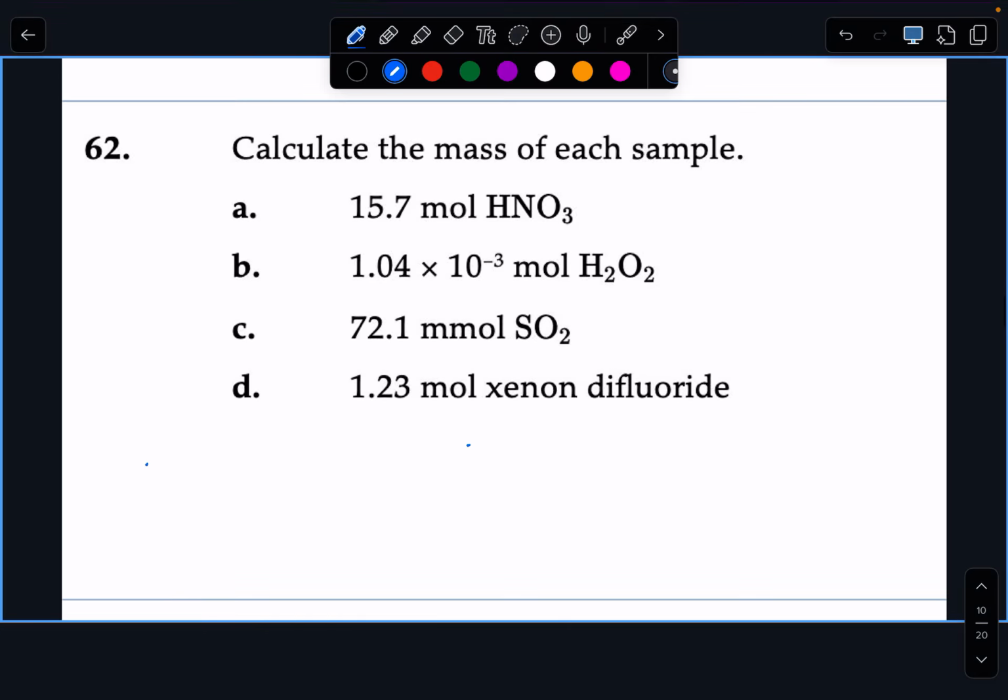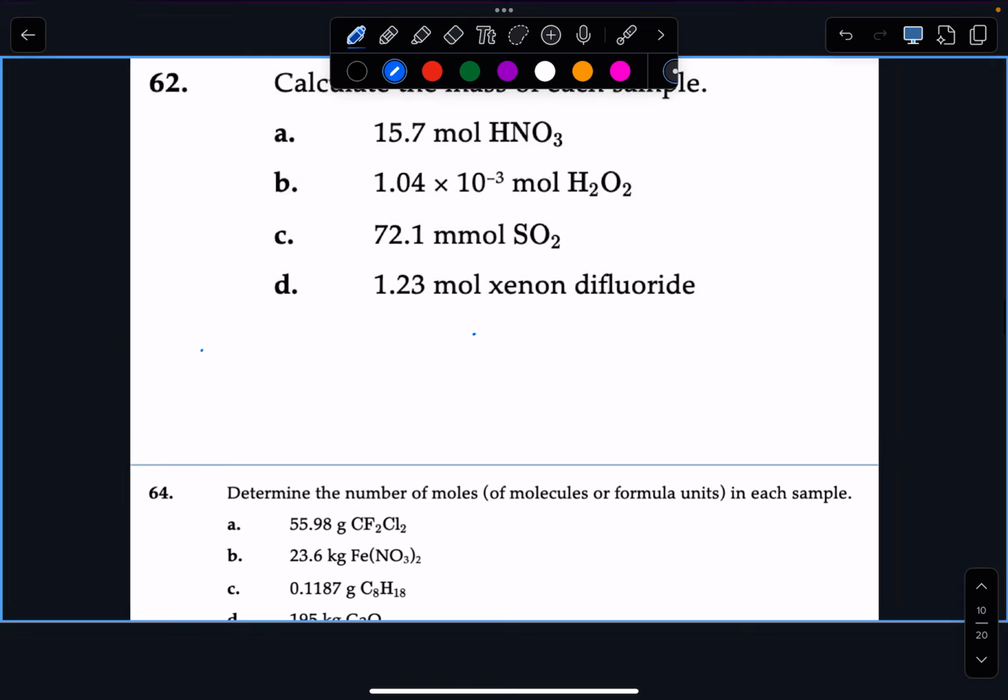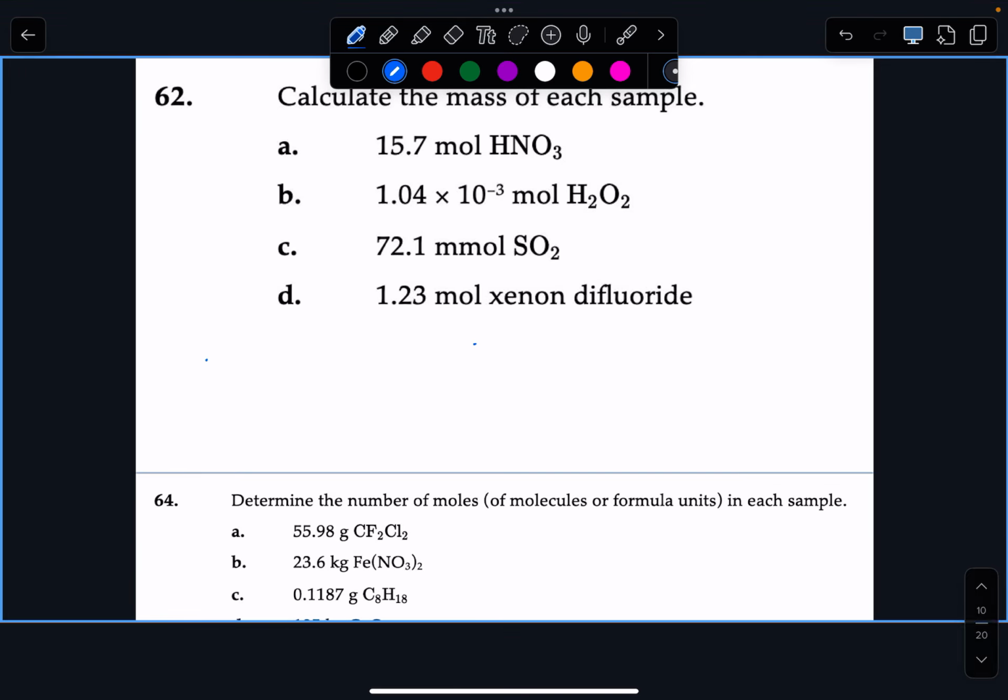So let's use that to do 62A on both and 64A. So going from moles to grams and then going from grams to moles. These should feel pretty straightforward. Again, you'll use them a ton as you do the stoichiometry problems.